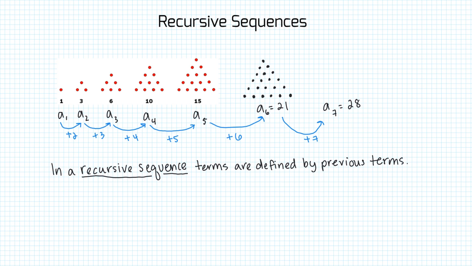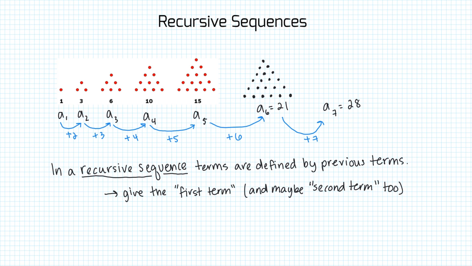In a recursive sequence, terms are defined by previous terms. So the general idea is that you'll be given the first term, and once you know the first term, or maybe the first few terms, then you'll give the rule for the sequence, and that rule will be based on the previous terms.